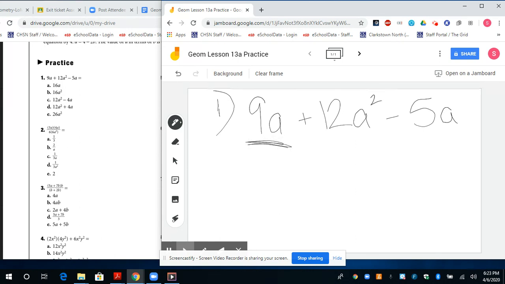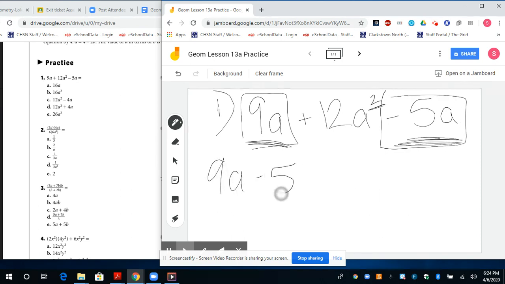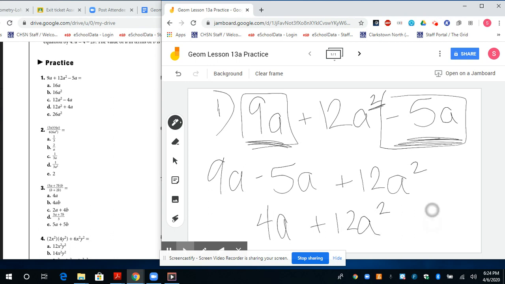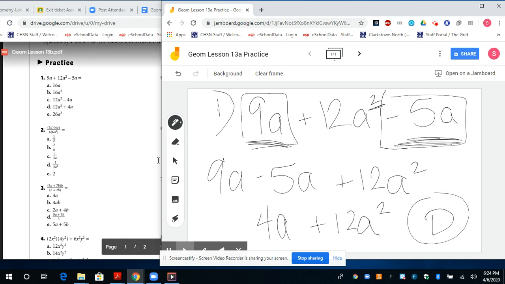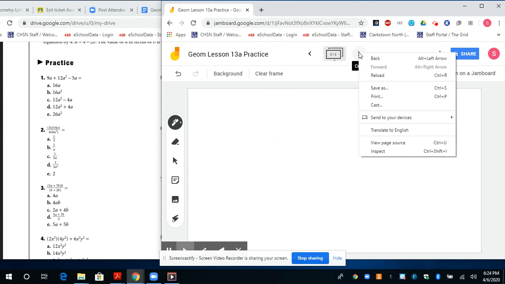Remember, they all have the same letter, but since there's a squared exponent, these all can't be combined. The only two that can be combined are the ones with just an a. So we have 9a, and careful, minus 5a. You can put them next to each other first to help you set it up. You don't have to. Some you can just do in your head. 9a's minus 5a's is 4a's plus 12a squared. We cannot simplify this anymore. So for number 1, it would be choice D. Okay? So work just like this is fine for me.